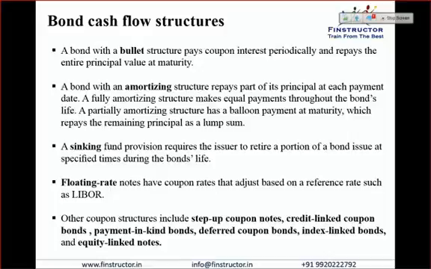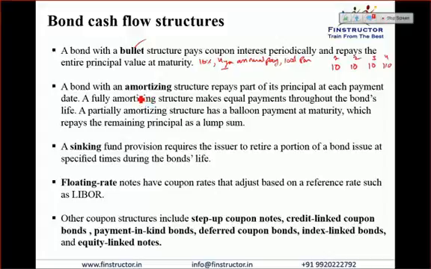The most common bond structure is the bullet structure, where coupon is paid periodically and the entire principal value comes at maturity. So for example, a 10% 4-year annual pay $100 par value bond will generally have cash flows of $10 at the end of t equal to 1, $10 at t equal to 2, $10 at t equal to 3, and $110, that is the principal plus coupon, at t equal to 4. This is called the bullet structure of a bond.